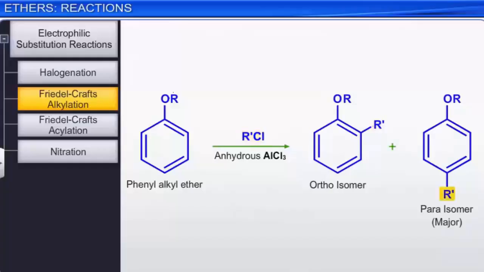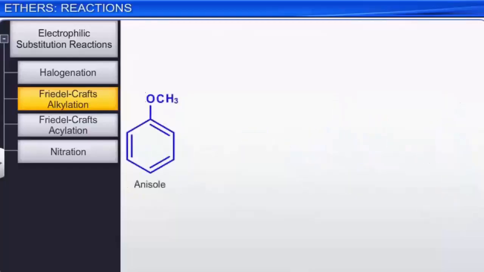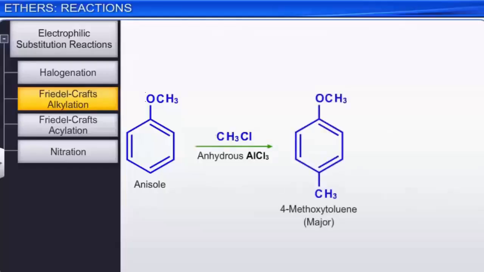For example, anisole reacts with methyl chloride in the presence of anhydrous aluminium chloride to form 4-methoxytoluene, which is the para isomer as the major product, and 2-methoxytoluene, which is the ortho isomer as the minor product.